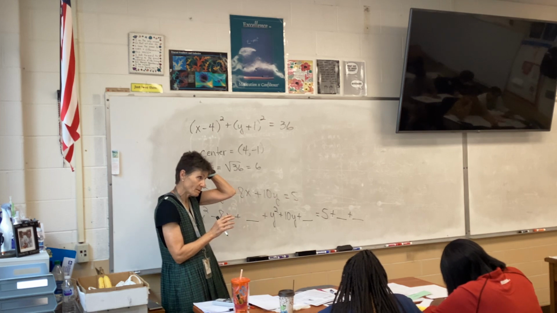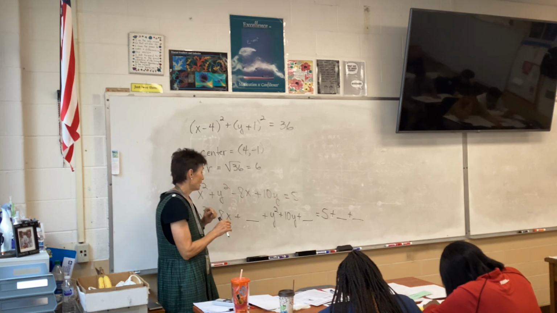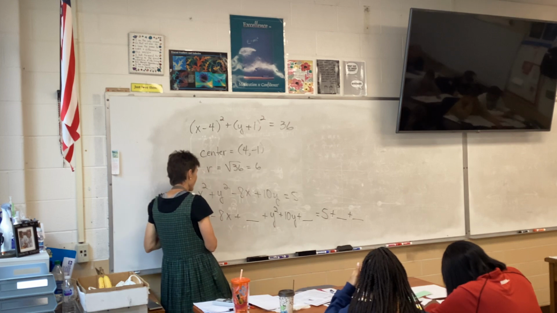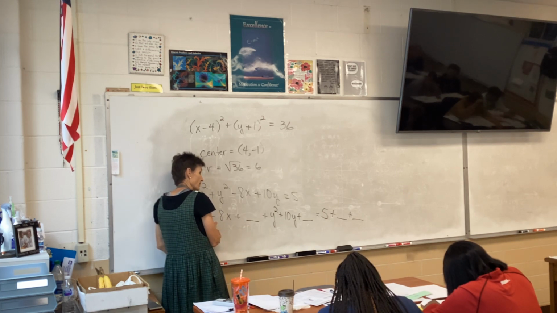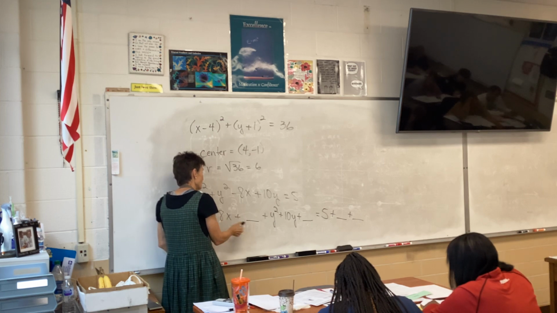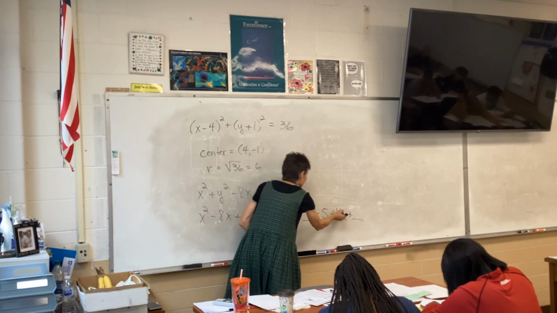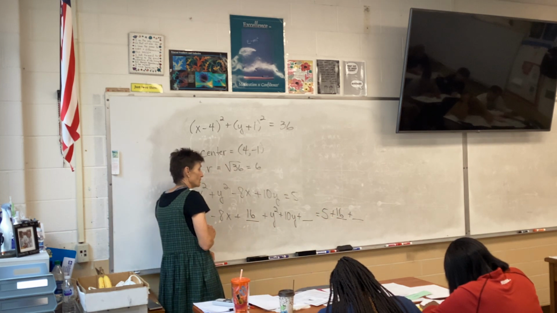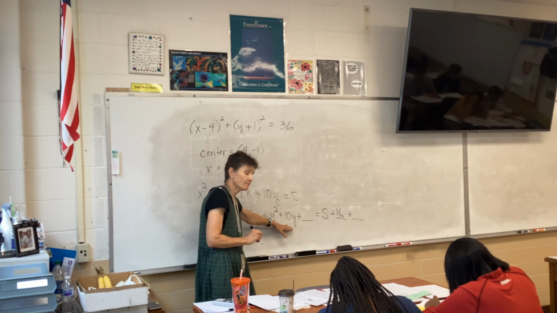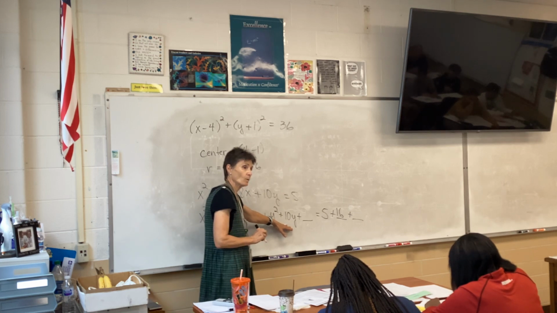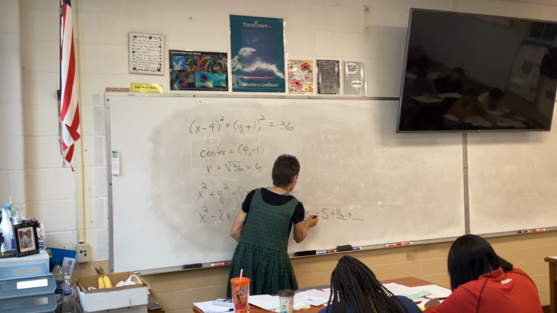Is everybody still with me? All right, so now I'm ready to complete the square. So we take half of 8 and square it. So half of 8 is 4, squared is 16. Both sides, 16. Same thing here. Half of 10 is 5, squared is 25, both sides.